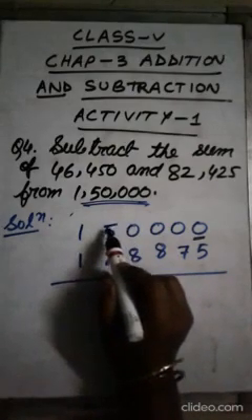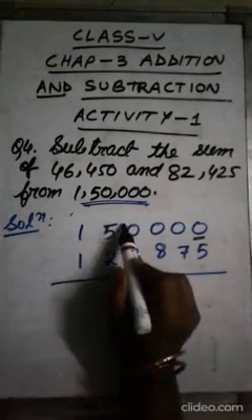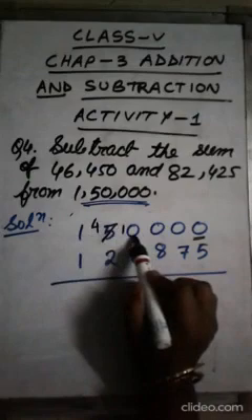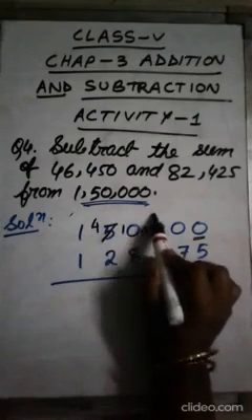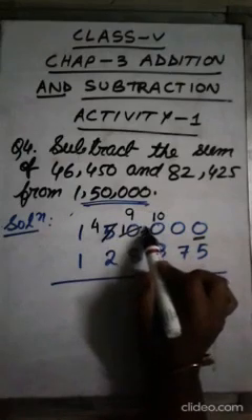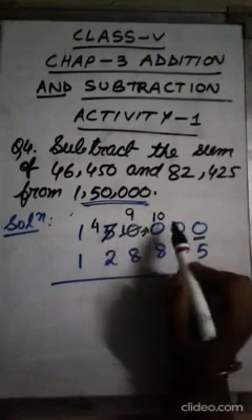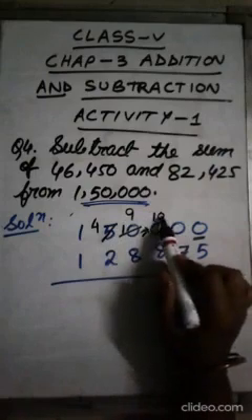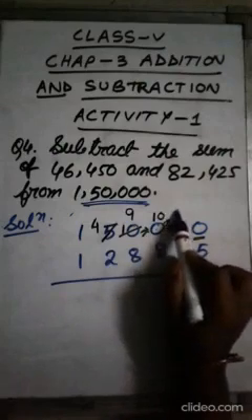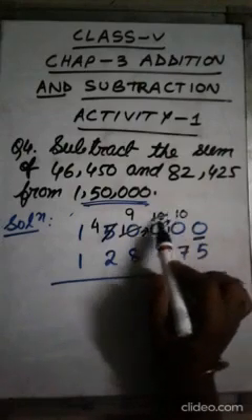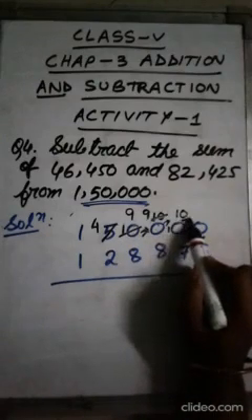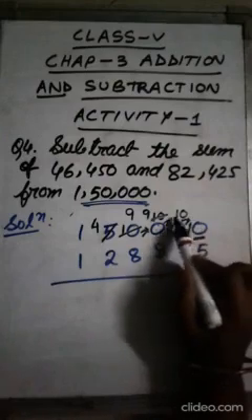It is 5. So from 5, if I take 1, it becomes 10 and 5 becomes 4. From 10, again I shall take 1 and it becomes 10. 10 becomes 9 because I have taken 1 to the next number. From this 10 I am taking 1, so it becomes 9. From this 10 I am taking 1, so it becomes 9.